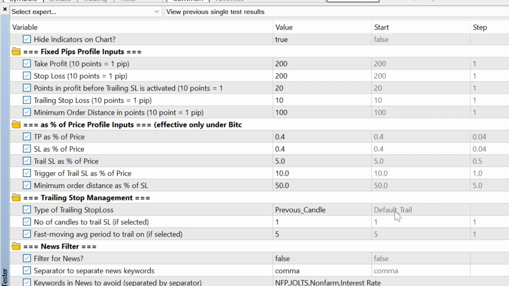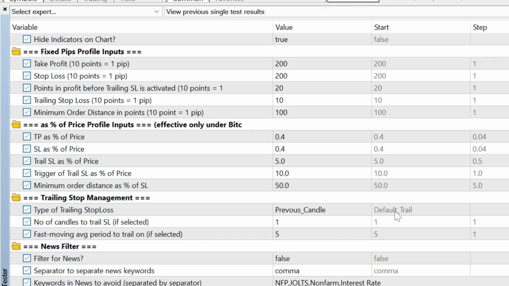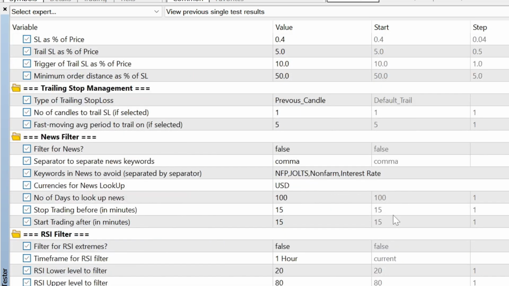And also we want to make sure that when we're sending the order, there is a distance between the order and the price. That's going to be based on 50% of the stop loss as well, so it's going to be $200. So the price needs to be $200 below that point where we are sending the order. Then the news filter is self-explanatory. So which news do you want to avoid and on which currencies? So for example, interest rate on USD.